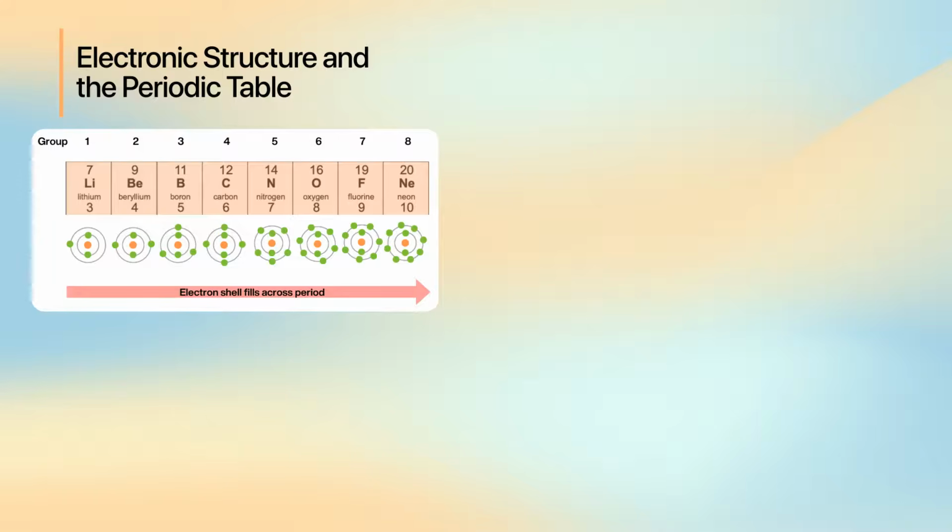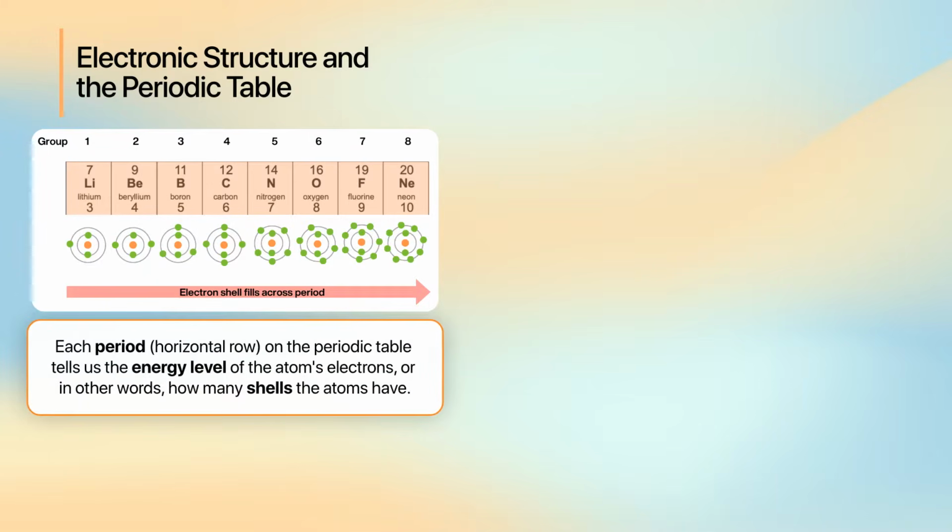Let's recap what we covered in this lesson. We started by looking at electronic structure and the periodic table. The periodic table is structured based on the atomic number of elements, which corresponds to the number of protons in an atom's nucleus. As you move from left to right across a period, the atomic number increases sequentially.